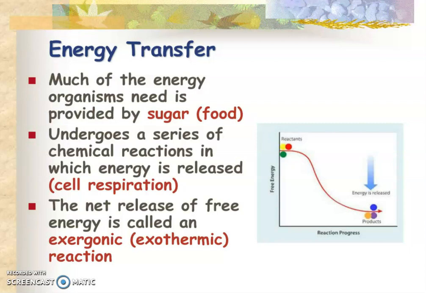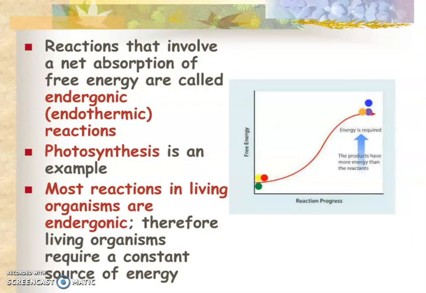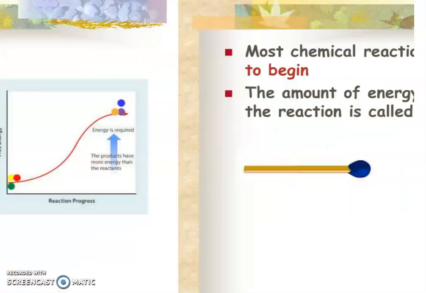So, energy transfer. You know, much of the energy organisms need is provided by sugar, food, which undergoes a series of chemical reactions in which energy is released, called cell respiration. The net release of free energy is called an exergonic, or exothermic, reaction. Reactions that involve a net absorption of free energy are called endergonic, or endothermic, reactions. Photosynthesis is an example. Most reactions in living organisms are endergonic. Therefore, living organisms require a constant source of energy. You can see here the progress of reaction.